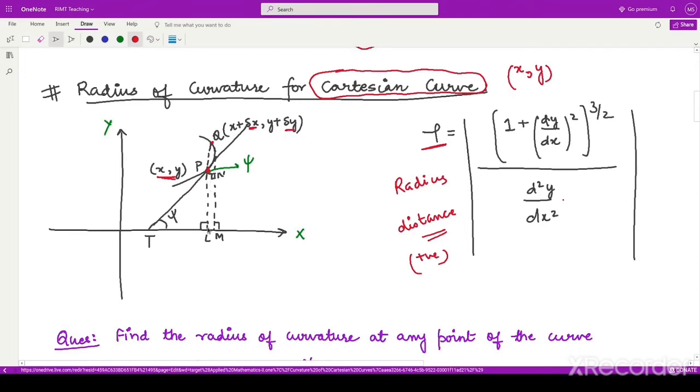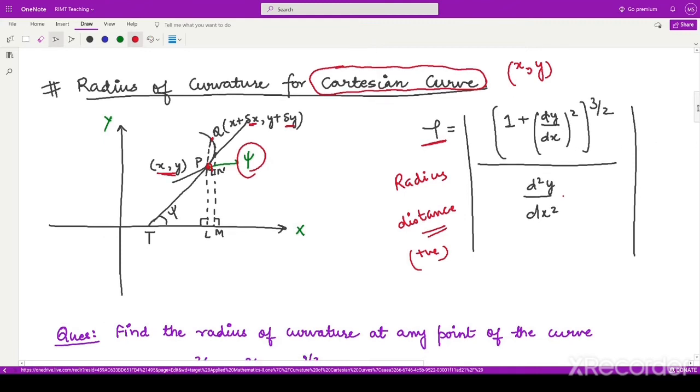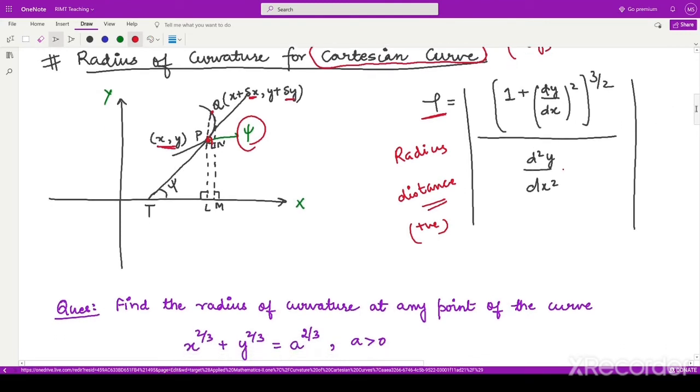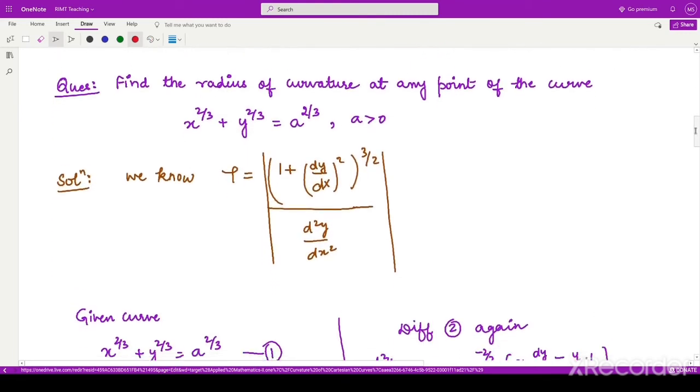So this is the perpendicular distance, right? And whatever is the angle here, that is the angle psi. So this is the formula that you have to remember for calculating the radius of curvature for a Cartesian curve. So let us see an example.